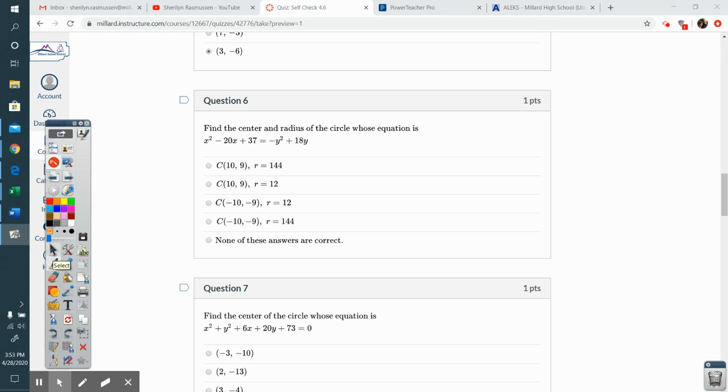X's together, Y's together, number on the other side. So I have x squared minus 20x.